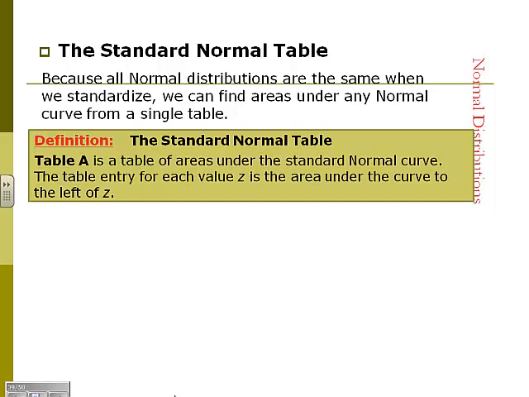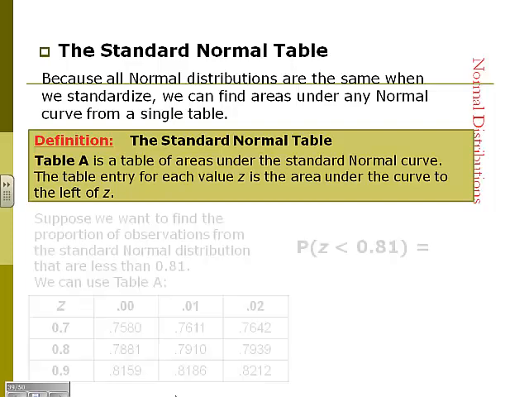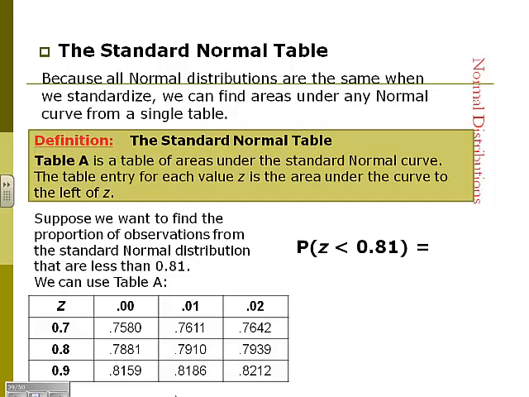The standard normal table, Table A in the back of your book. Some point tonight you want to take a minute to locate Table A in the back of your book. It's the table of areas under the standard normal curve. And the table entry for each value z, it's all based on z-scores, is the area to the left. So here's a small little piece of the standard normal curve, the standard normal table.